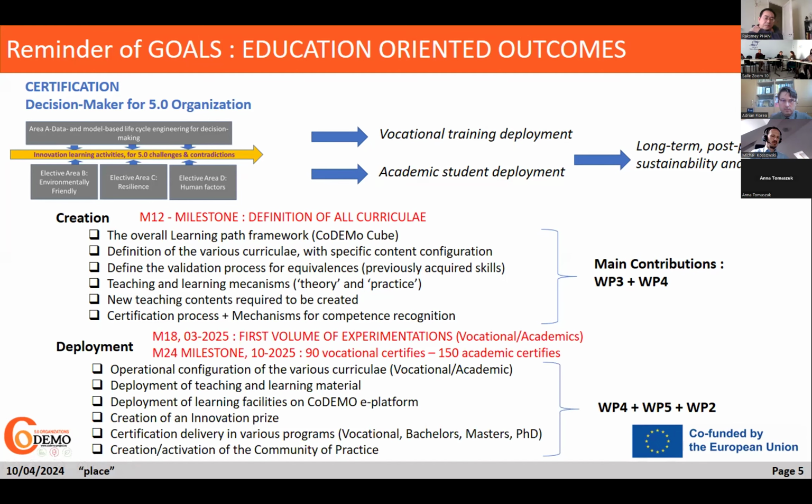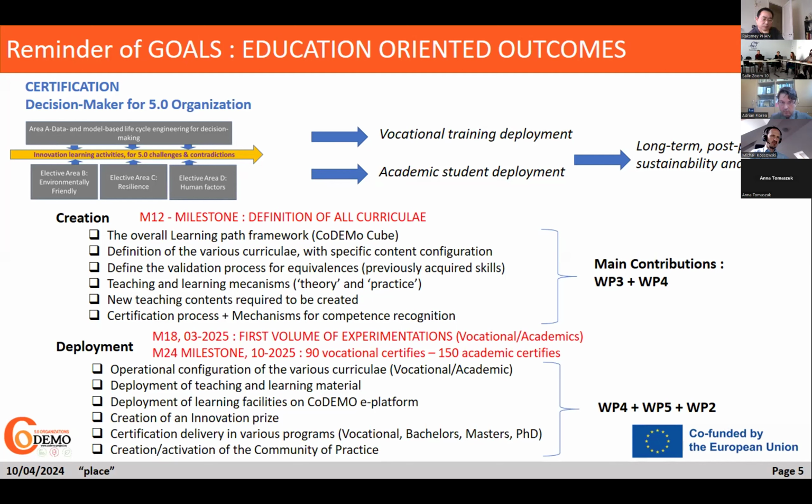Yes, concerning the creation, I mentioned it, and then concerning the deployment of these educational objectives, well, a first volume of experimentation should be implemented for mid-project. So month 18, we need to have a first volume of experimentation, both for academics and vocational training certification. So it's quite active, of course.